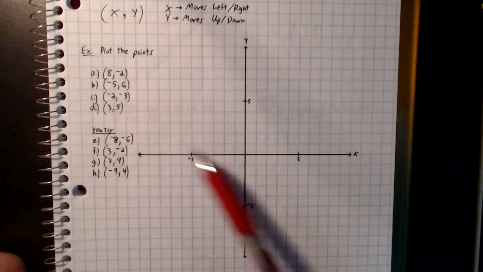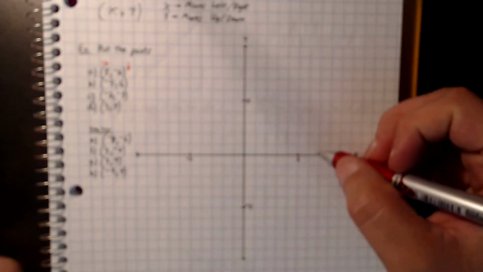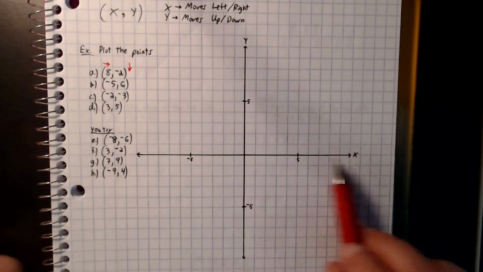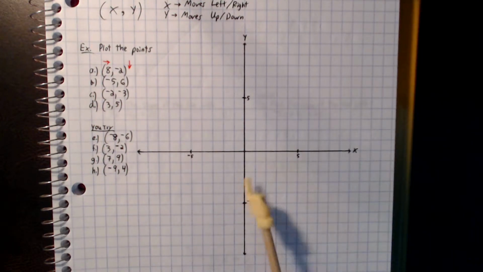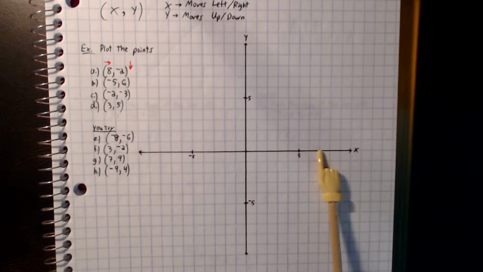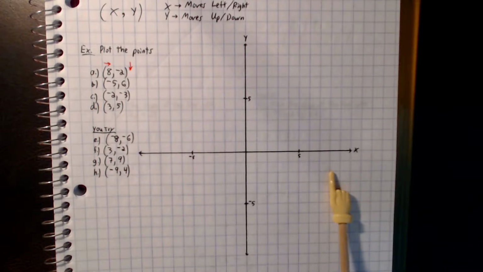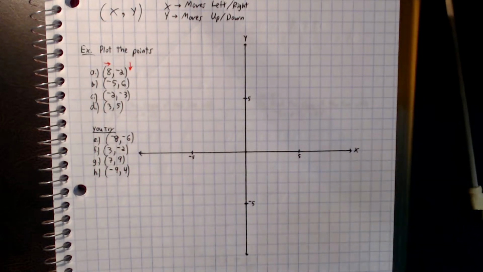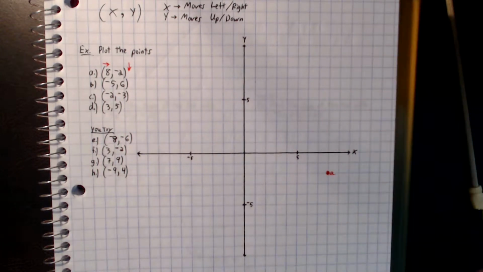Point A, we want to move positive 8, so 8 to the right, and then negative 2, y would be down 2. So 8 to the right, and then down 2. I'm not going to count every single time, but I will this time for you, using this fun little hand. Right, 1, 2, 3, 4, 5, 6, 7, 8, and then down 2, we'll put our point right here. And I'm just going to label that A.